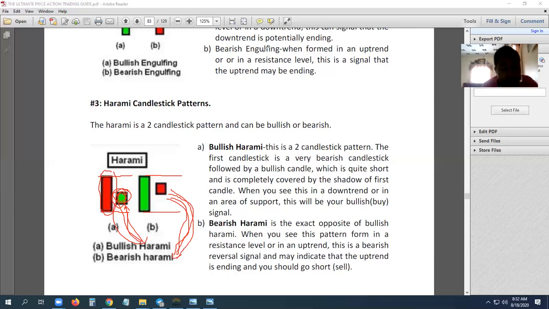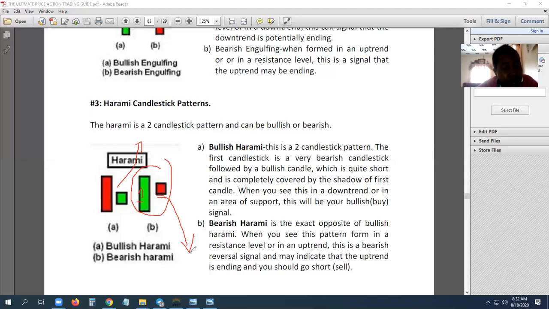Now, what this pattern is saying is simple. This one is saying that even though the sellers were very strong, they could not continue going down. Instead, buyers have come back to the market. The other one is saying, even though sellers were very strong from candle 1, sellers came back in candle 2. And so the market is likely to go down when you see this. The market is likely to go up when you see this. So bullish harami will move the market up. Bearish harami will move the market down. That's the message you see on these candlesticks.